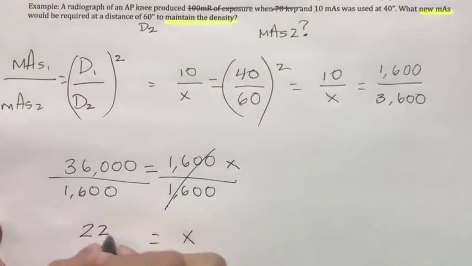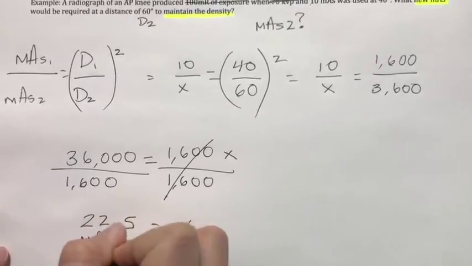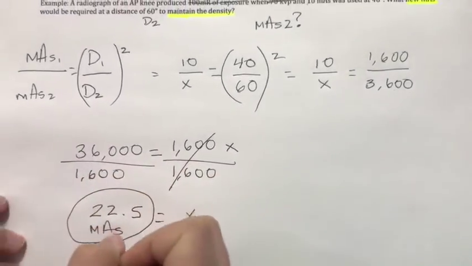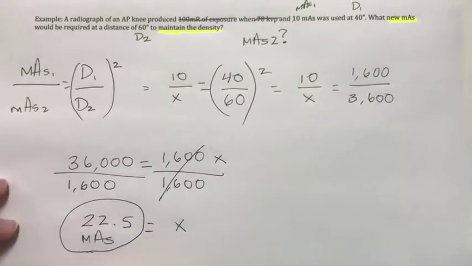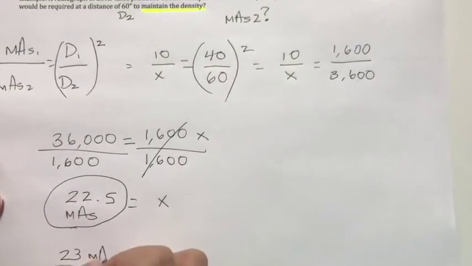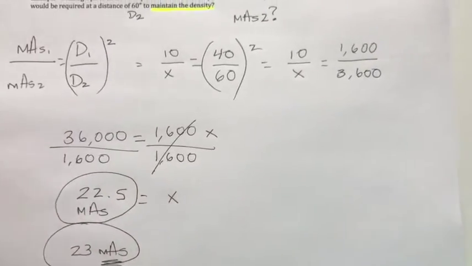That gives us 22.5 mAs. This is our answer. Keep in mind that most of the time they're going to tell us to round. So if they do say that, we'll round it to maybe 23 mAs. And also always write the unit, so nobody gets confused.